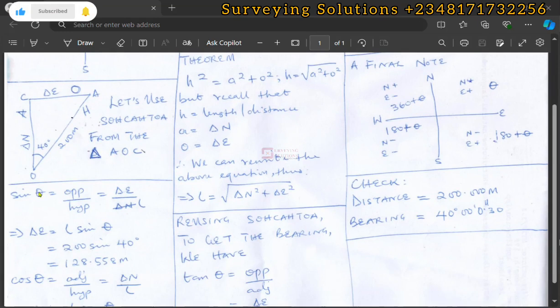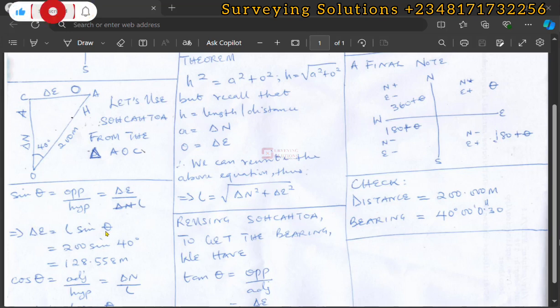Good. So if we now try to spell out what sine theta is, sine theta is equal to opposite over hypotenuse, right? Good. And that is equal to, we have established that our opposite is delta eastings, which is this, divided by the hypotenuse, which is our length, which is this, right? Good. So if we know the angle, which is this, and we know the length, which is this, right? Good. We can actually calculate our delta eastings. It now implies that our delta eastings will be equal to multiplying the hypotenuse by sine theta, and our hypotenuse is the length. Therefore the delta easting will now be L sine theta.